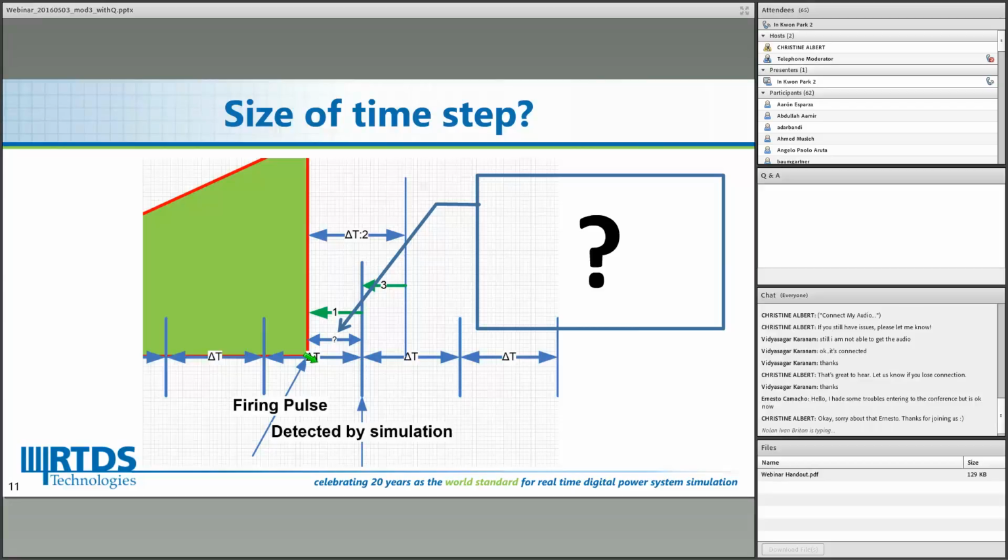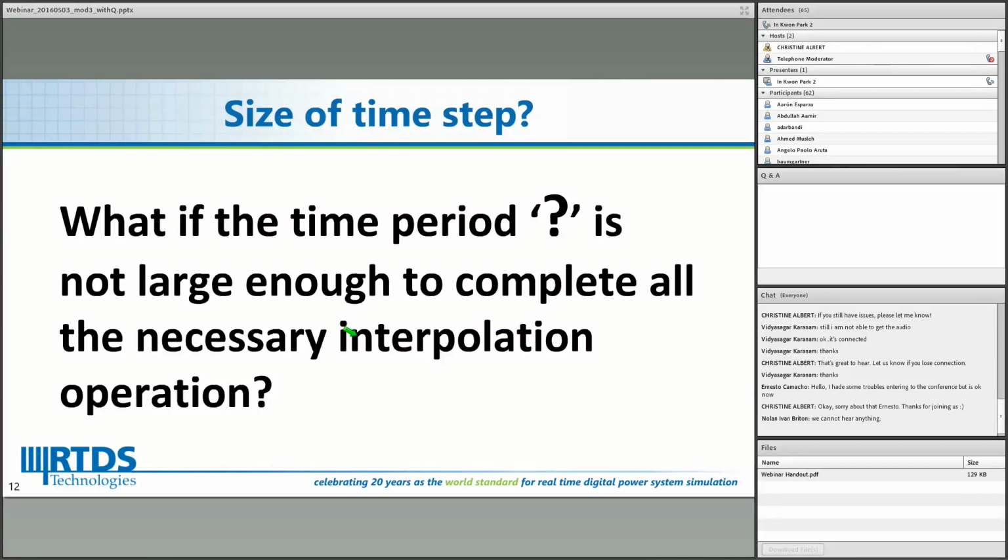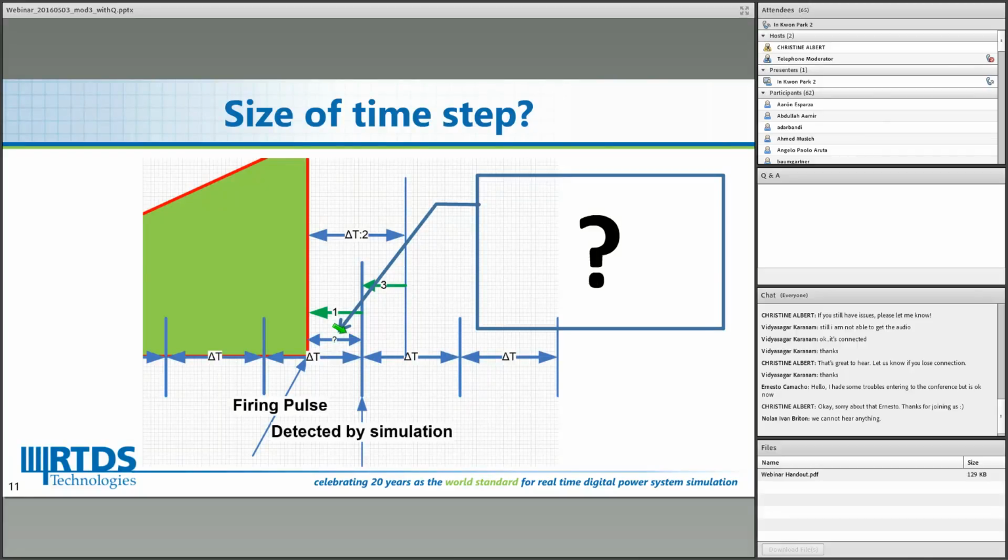If you are running offline simulations, then it doesn't matter whether the size of this arrow marked by this big question mark is big or small. But what if that period marked by this question mark is very small? Then again, if you are running the offline simulation, it doesn't matter, because the simulator has all the time in the world, so it can do whatever it wants before it finishes all the necessary business to do the precise detection of the firing pulse.